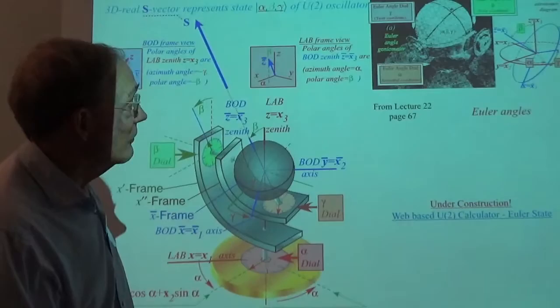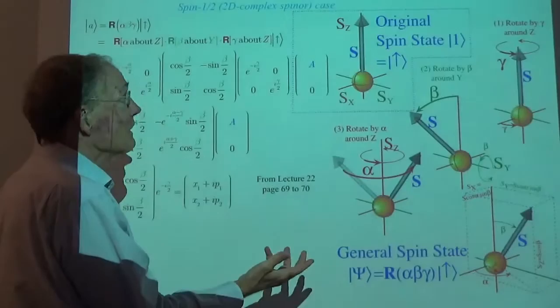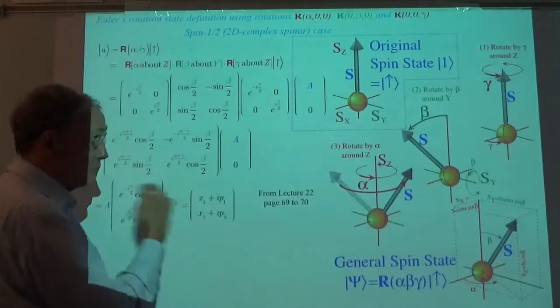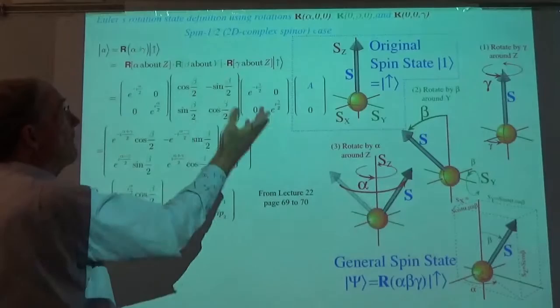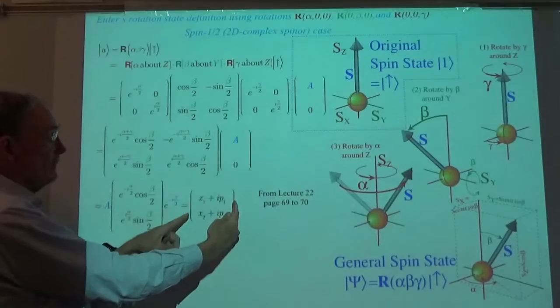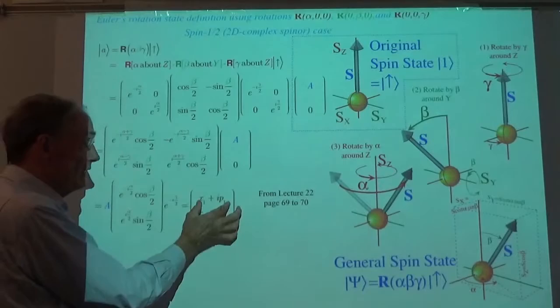So when it comes to locating the direction of a spin, whether it's a classical spin or a quantum mechanical one, the Euler angles are a big help. And the thing that was mentioned on pages 69 to 70 of the previous lecture 22 goes through the alpha, beta, gamma product, just as it is here, step by step, and actually produces the complex phasor version of a two-dimensional harmonic oscillator, or a quantum state that has a real and imaginary part of a psi 1 and a real and imaginary part of a psi 2.